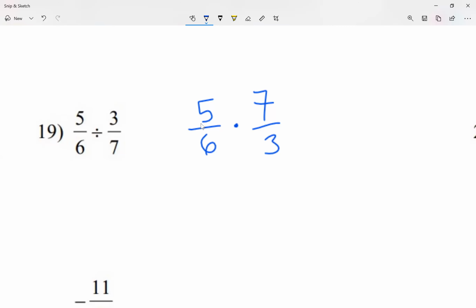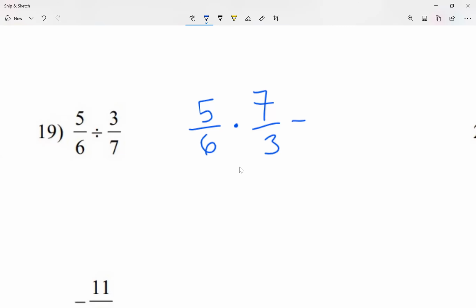I see a 6 and a 3. I'm like, oh, I can divide each by 3. 6 becomes 2, 3 becomes 1. However, I see they're both at the bottom of the fractions, so I'm not going to do this. It has to be a number from the top and a number from the bottom. Okay, so I cannot simplify.